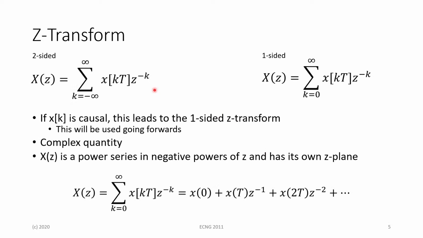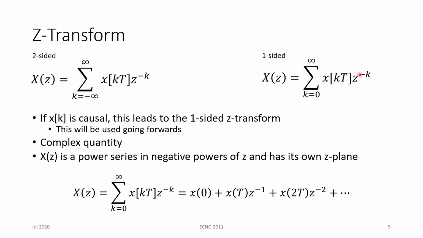Now, typically, there's a one-sided and a two-sided Z-transform. The two-sided Z-transform just goes from positive infinity to negative infinity. But because we deal with causal signals, we'll be using the one-sided Z-transform throughout the entire course. That means we'll be starting from k equals 0 to positive infinity instead. The right-hand side of the equation is basically the same regardless of whether you're using the two-sided or one-sided, just the limits change accordingly.